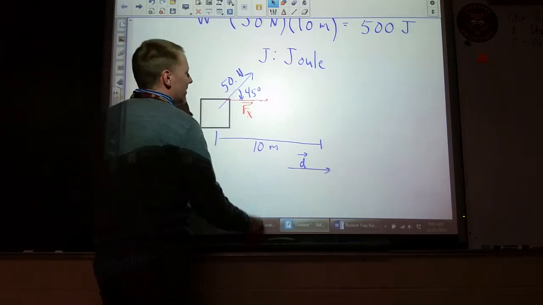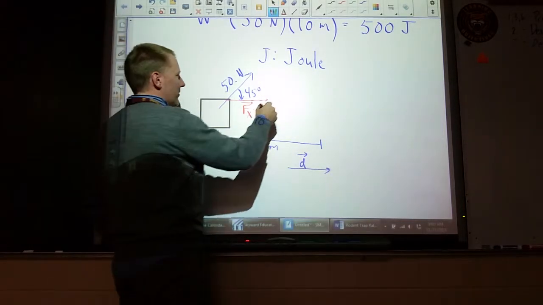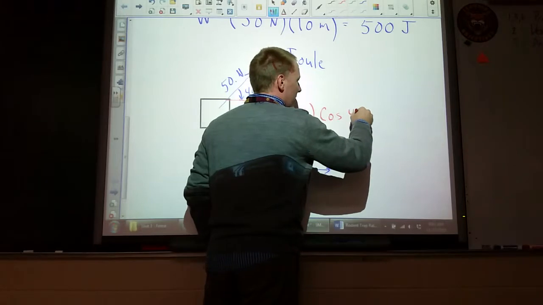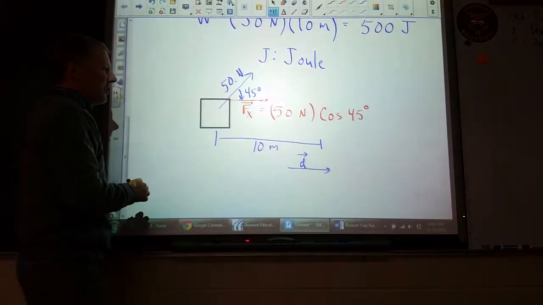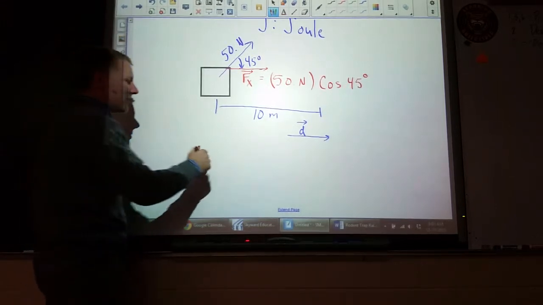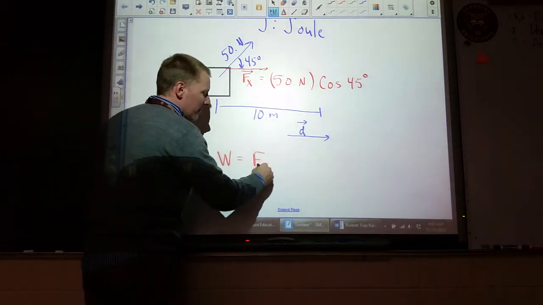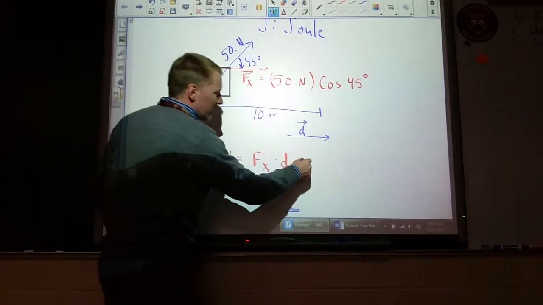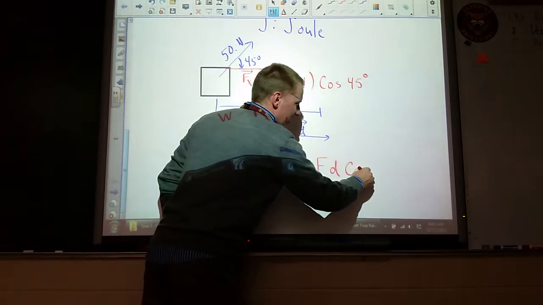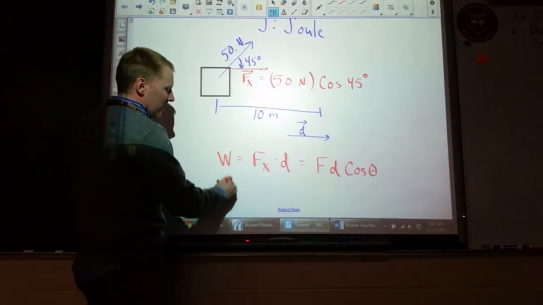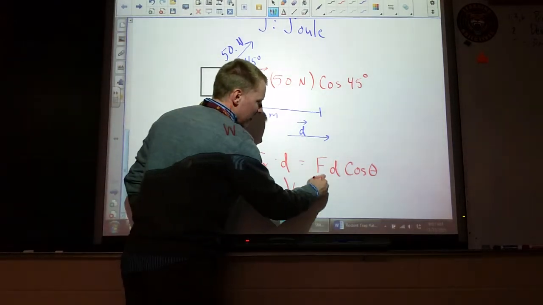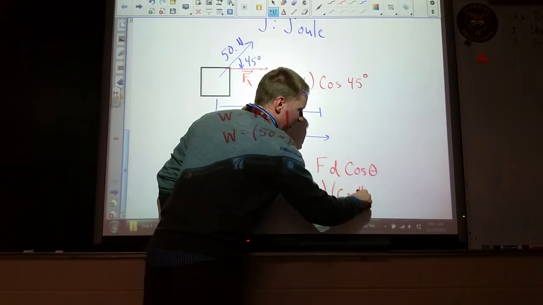Yes. So this would end up being, and doing just a little bit of rearranging, our 50 newtons times the cosine of our angle, 45 degrees. I know what the cosine is, I don't know what that product is. And that's the amount of force that actually goes into this work, which we could rewrite as saying the total force times the displacement times the cosine of that angle between them. Okay, so that would be 50 newtons times 10 meters times the cosine of 45 degrees.